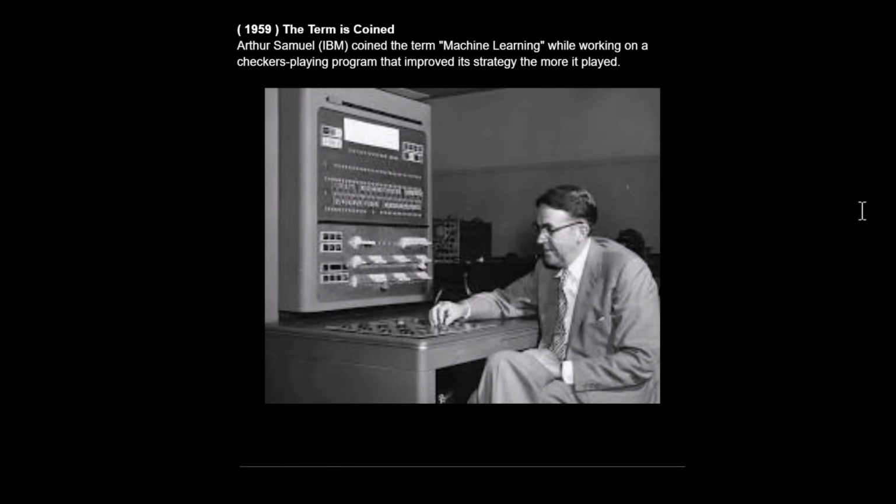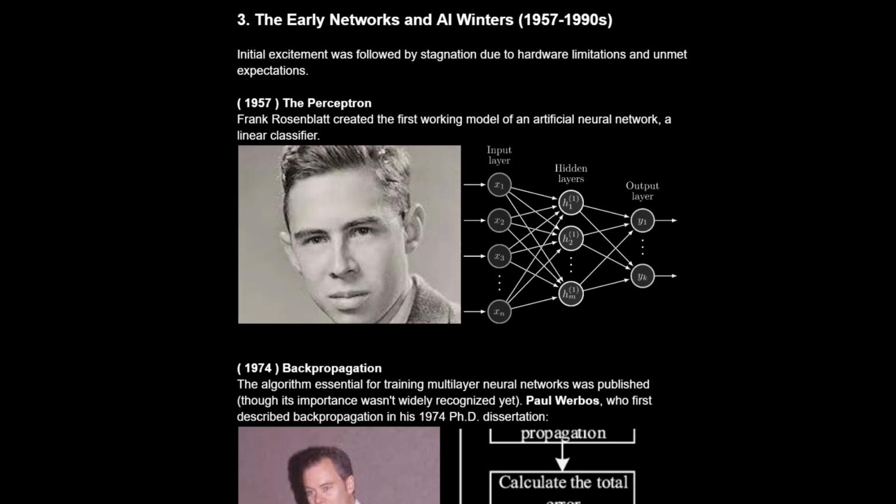1959, the term machine learning is coined. Arthur Samuel of IBM coined the term machine learning while working on a checkers playing program that improved its strategy the more it played. Section 3. The Early Networks and AI Winters, 1957 through the 1990s. Initial excitement was followed by stagnation due to hardware limitations and unmet expectations.